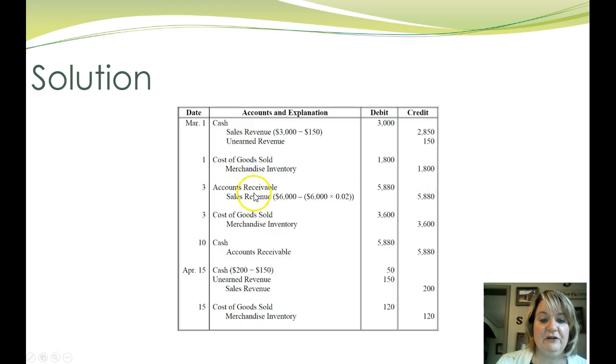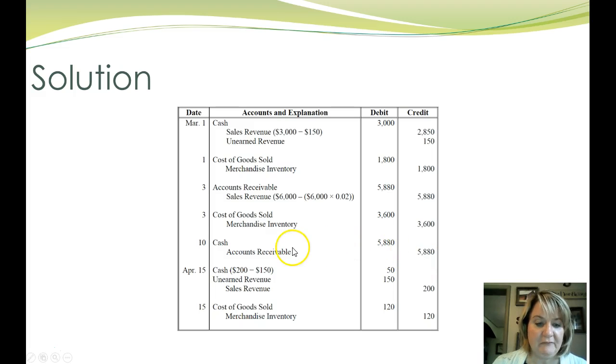On March 3rd, accounts receivable for $5,880. Sales revenue, $6,000 minus $6,000 times 0.02, $58.80. On March the 3rd, cost of goods sold $3,600, merchandise inventory $3,600. On March 10th, you received cash $58.80 and accounts receivable $58.80.